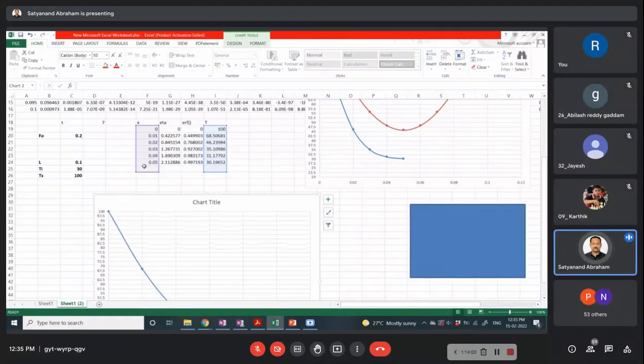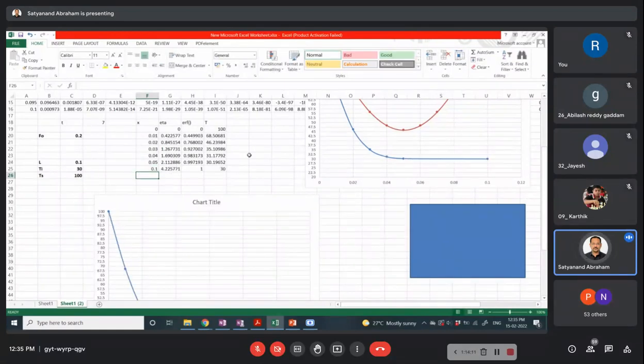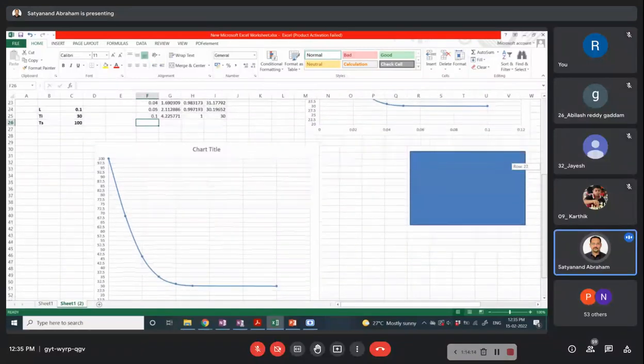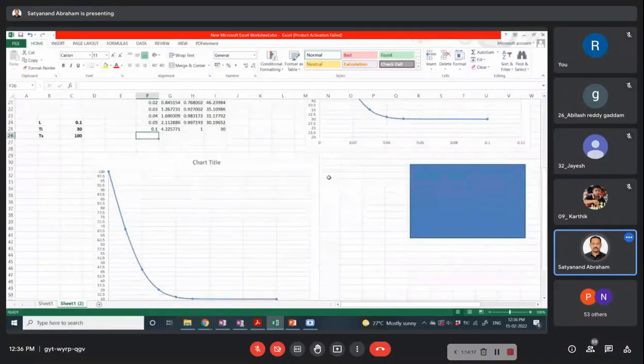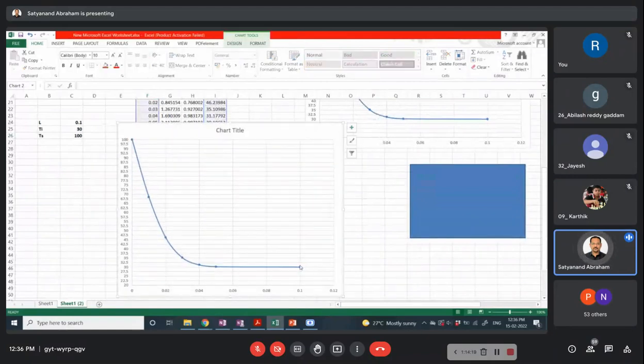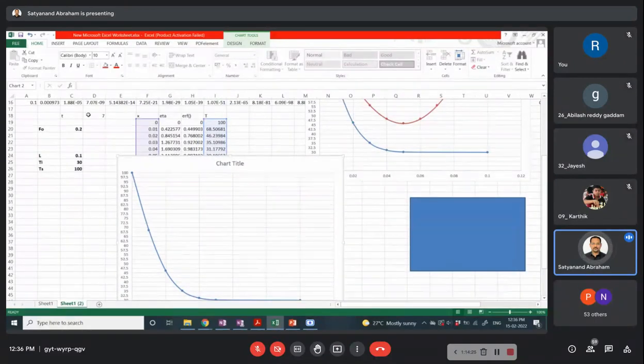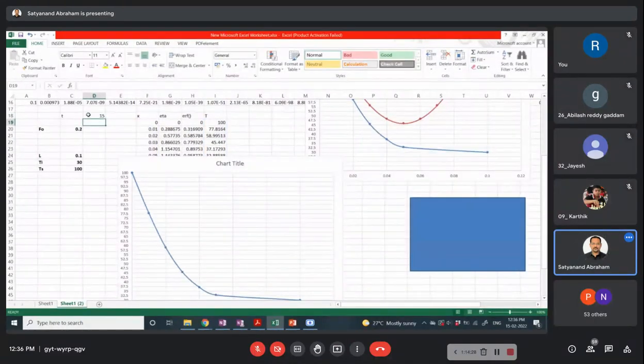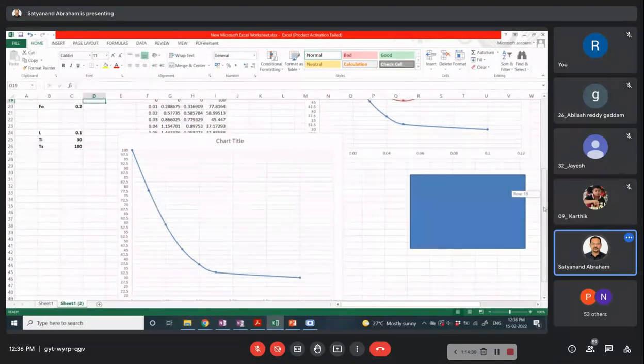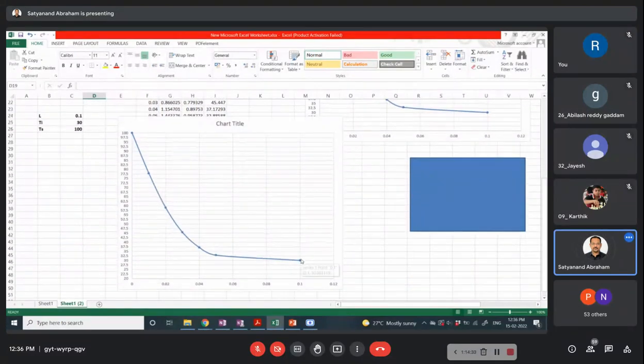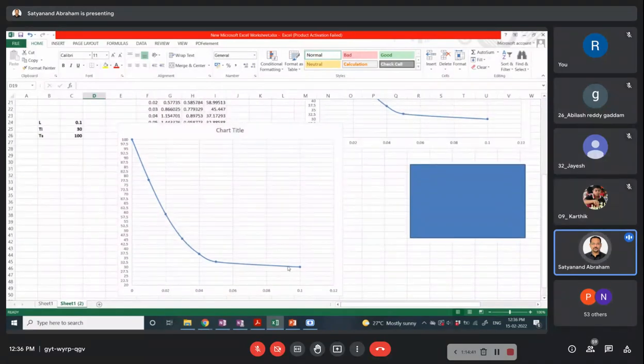But if you say my body is instead of 5 centimeter, of 10 centimeter, here you can still see that even at 7 seconds, at the farthest end, it is still at 30 degrees. Suppose I increase to say 15, still it is not feeling any change. So if I increase the length of the body, then it acts as a semi-infinite solid for a longer time.